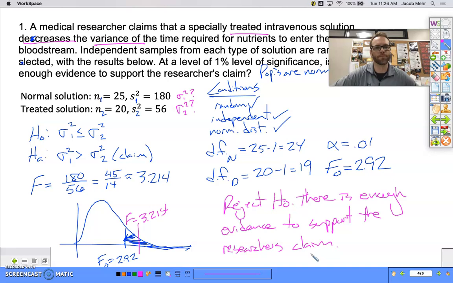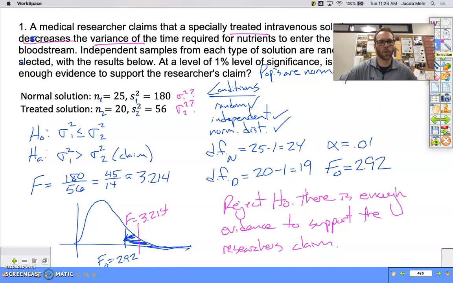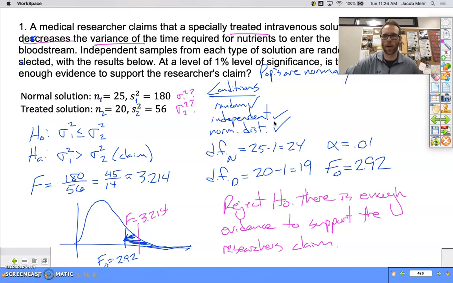And there we go. So, rehashing, make sure your conditions are met. Write your null and alternative hypothesis. Always put your 1s on the left, your 2s on the right. Calculate your test statistic F by taking the sample variance of the larger over the sample variance of the smaller. Find your degrees of freedom with your level of significance to set your rejection region with your critical F-score. Draw out your distribution. We found that it was in the rejection region. We rejected the null hypothesis.